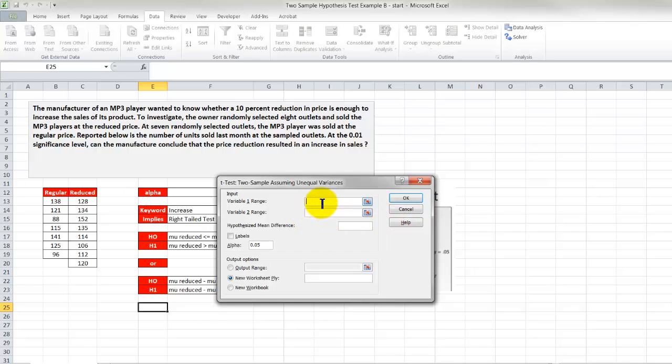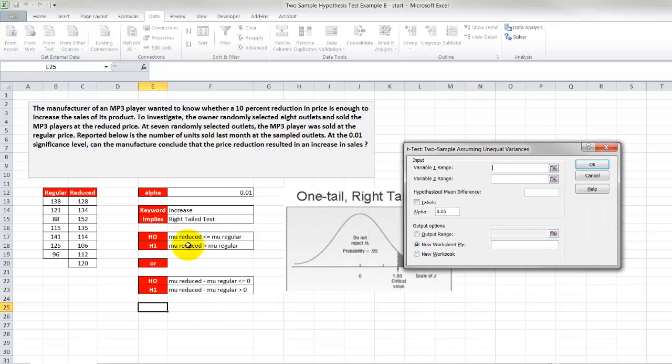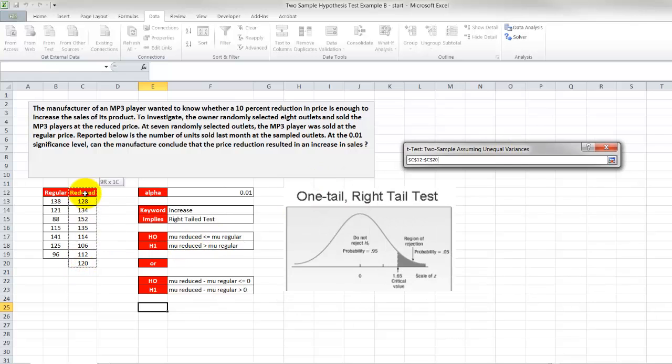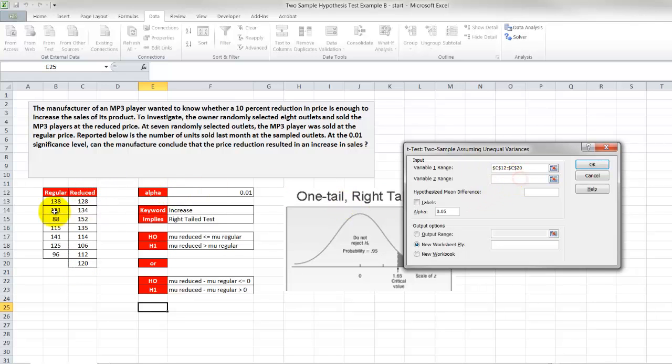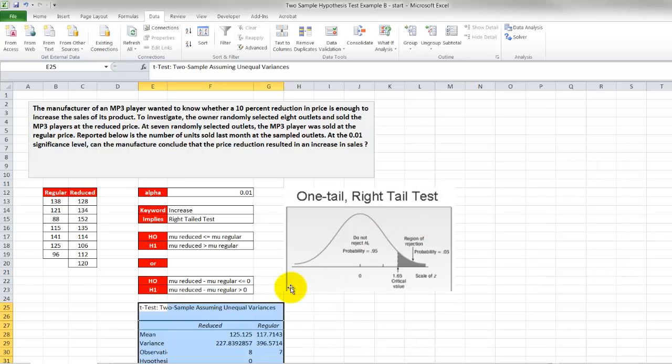Let's hit OK. Range 1 will be reduced. Range 2 will be regular, in the order they appear here, so reduced and then regular. Hypothesized difference is 0. We do in fact have labels. Be careful that alpha is defaulted at 0.05 all the time. We want to change that to 0.01. And let's put our report here and hit OK.